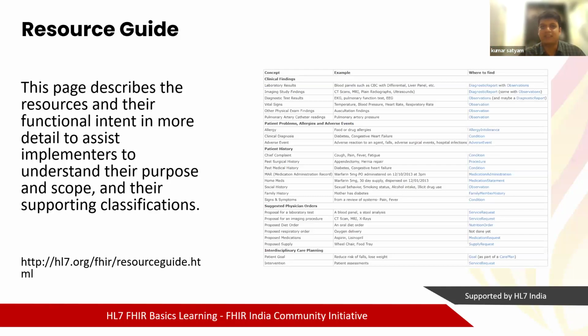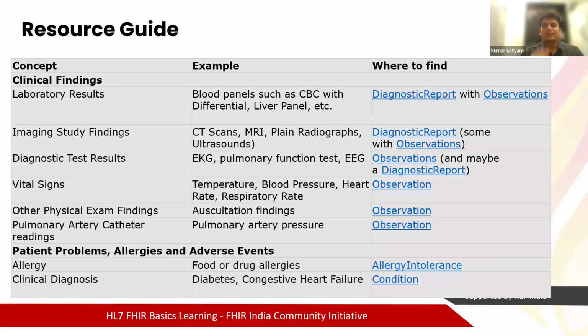For example, I want to represent laboratory results. You can either use a diagnostic report with observations or just observations, correct? Similarly, for vital signs, the guidance is to use observations, correct? If you are capturing chief complaints, for example cough, pain, fever, fatigue, please use the condition resource, and so on and so forth, right? So here is the resource guide. You can take a look at it. We'll cover all these things in detail, but I'm just trying to bring out the implementer friendliness.